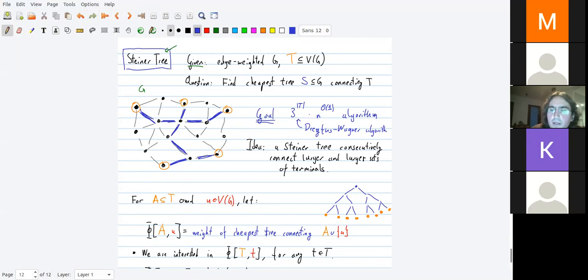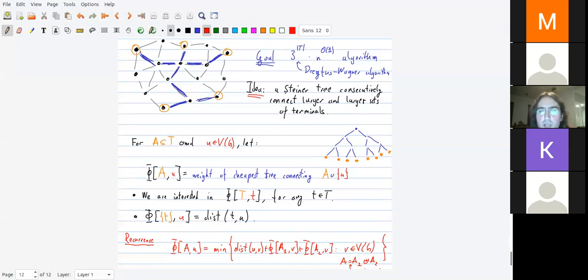The idea is essentially to do dynamic programming on subsets of terminals. Here T is the set of terminals. The idea is to do dynamic programming on subsets of terminals, because when you look at the Steiner tree, it iteratively connects larger and larger subsets of terminals. For instance, in this Steiner tree, at the last step it connected this subset of terminals with this subset of terminals, before it connected this subset with that subset, and so on, in some sense.